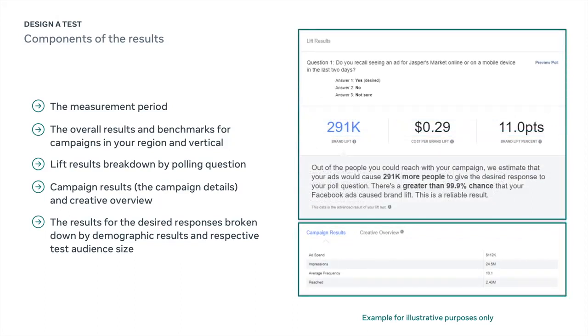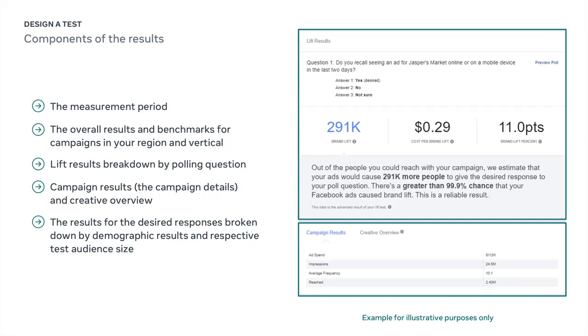Brand lift is the number of people you reached with your campaign multiplied by your brand lift percent. In this case, 2.65 million times 11% equals 291,000 more people to give the desired response in the test group when compared to the control group.